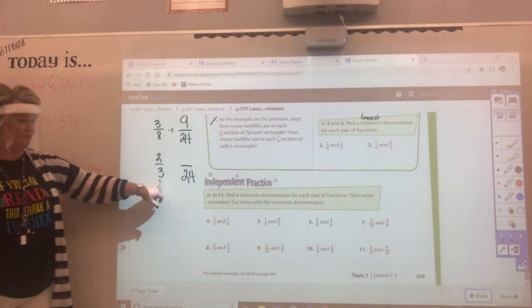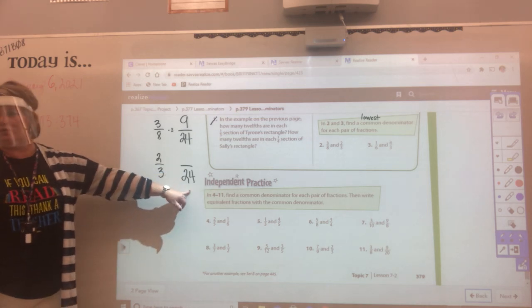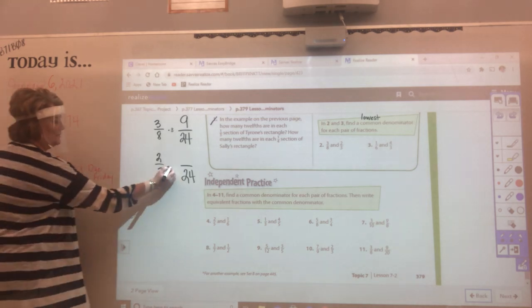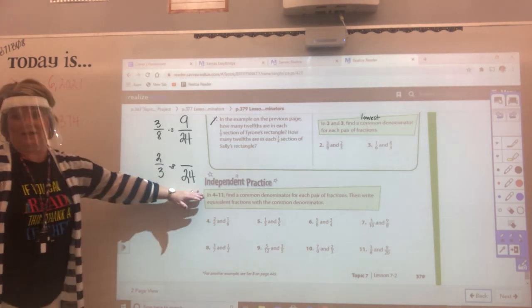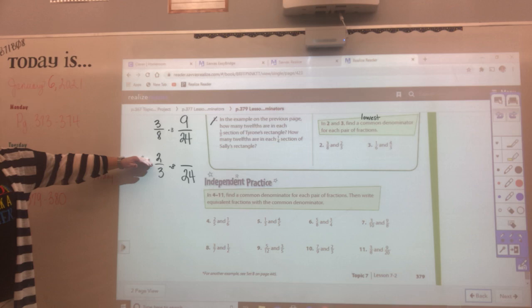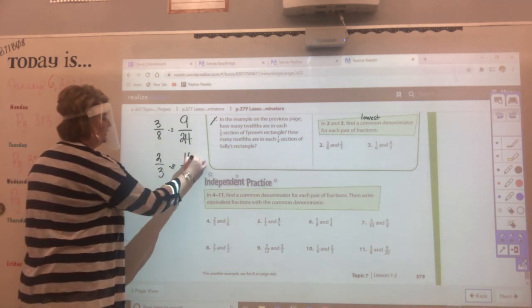Okay, now we're on the bottom. How in the world do I go from 3 to 24? What do I multiply 3 by to get 24? Say it. 8. So put a times 8 right there. And if I multiplied the bottom times 8, I've got to do the same exact thing to the top. So what would 2 times 8 get me? 16. There's your answers.